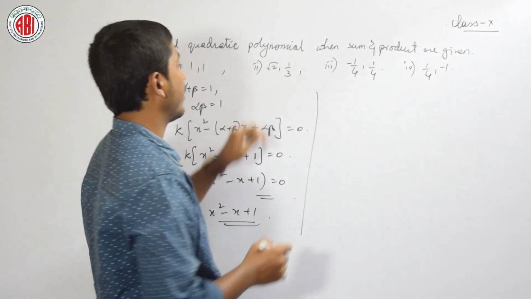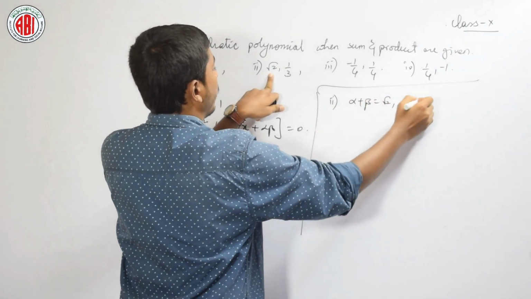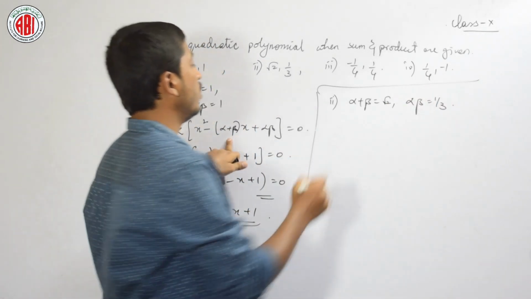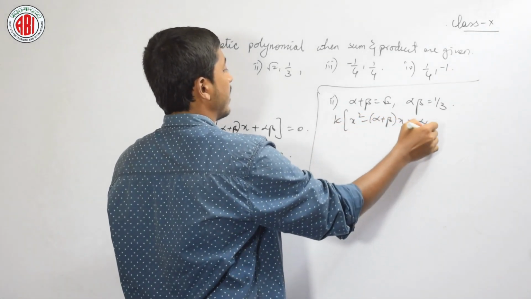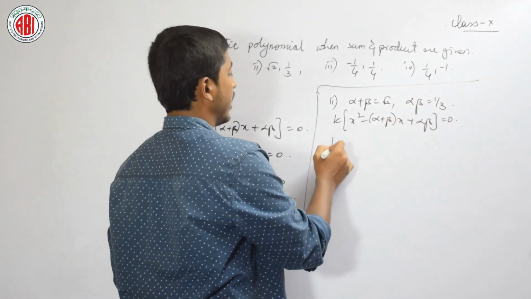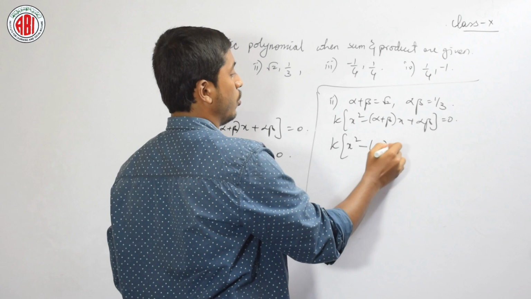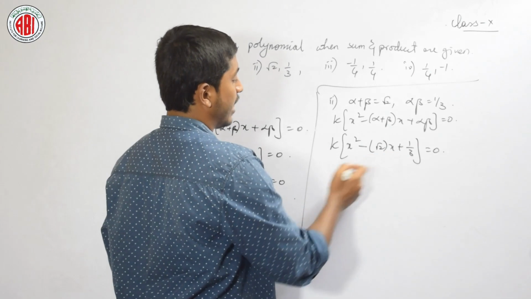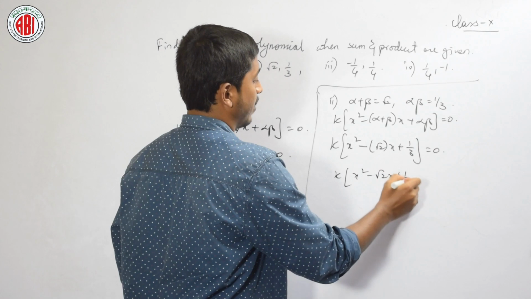Let us find it for the second question, where the sum of roots is given as root 2, and the product of roots is given as 1 by 3, right. What is the formula? k into x square minus alpha plus beta into x plus alpha beta is equal to 0, isn't it? Now let us substitute: k into x square minus, what is alpha plus beta? Root 2. What is alpha beta? 1 by 3. Is it right? Let us multiply this. It becomes x square minus root 2 x plus 1 by 3.